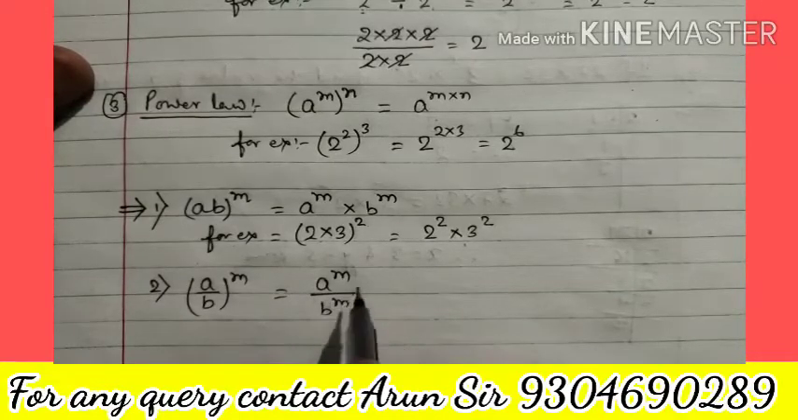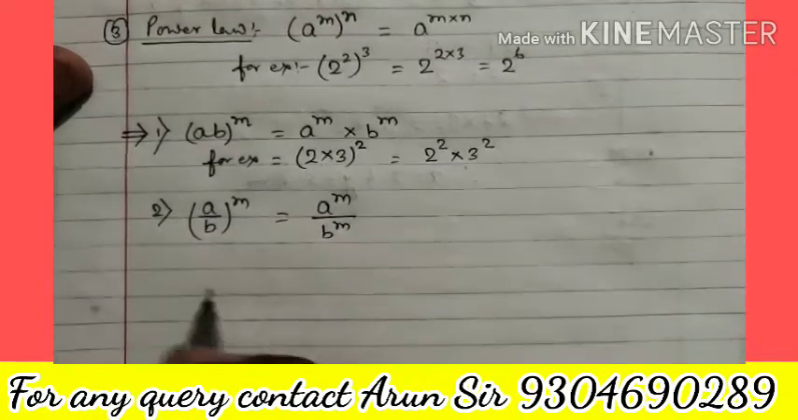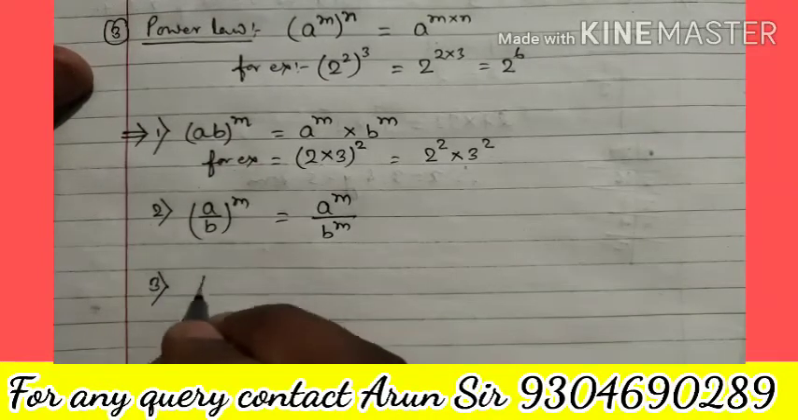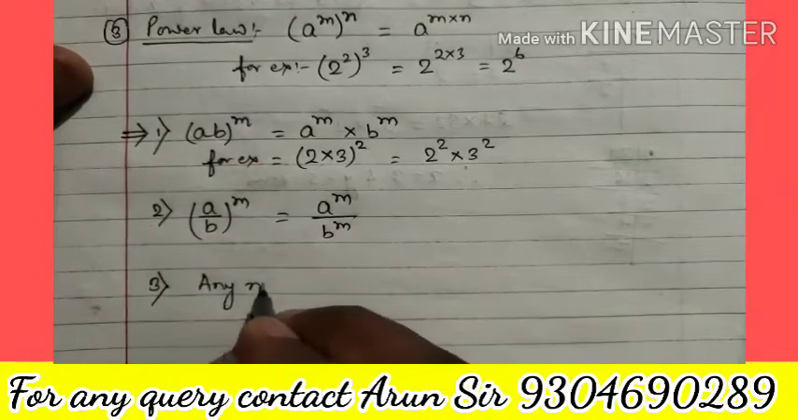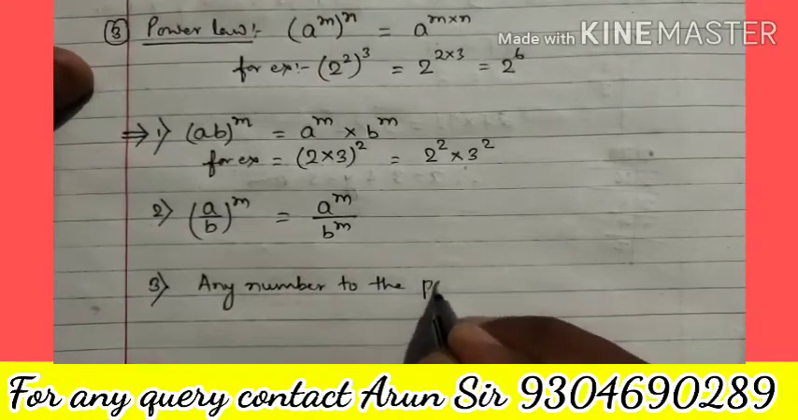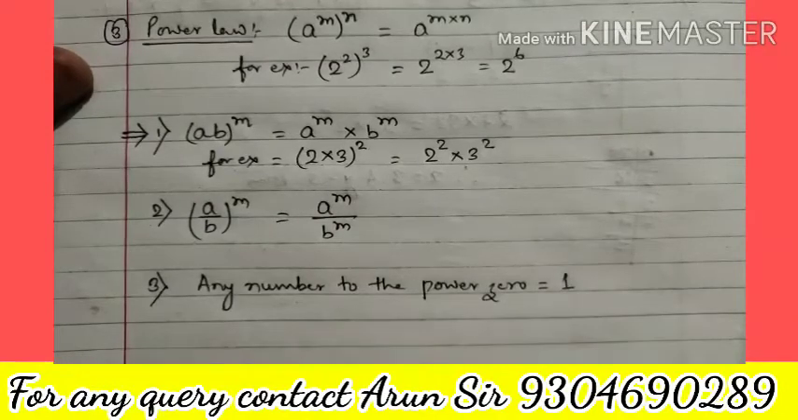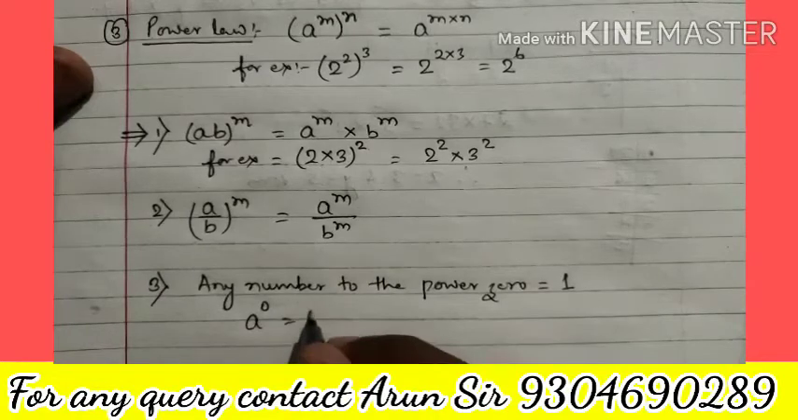Like this we can write. If the question is given in this form, we can write it in this form. If the question is given in this format, we can go to that format. Now the next rule, the third rule: any number to the power 0 is equal to 1. Any number like a to the power 0 will be 1.